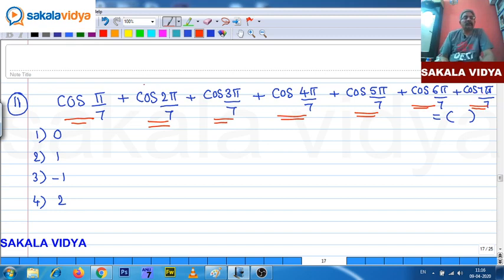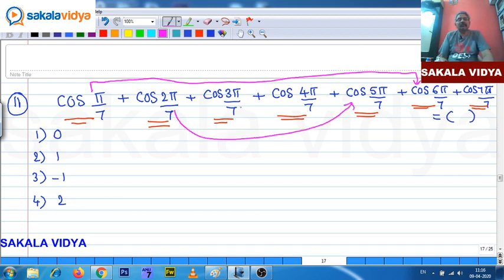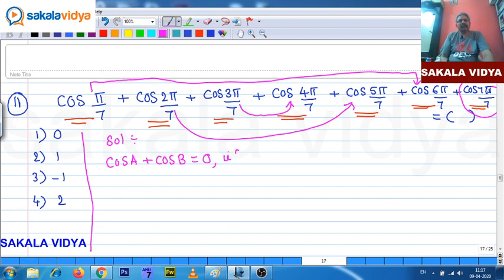Okay, so now let us form the groups. Cos pi by 7 and cos 6 pi by 7 one group, cos 2 pi by 7 and cos 5 pi by 7 one group, cos 3 pi by 7 and cos 4 pi by 7 one group, and the last one is separately isolated, you keep it isolated. So, now we have one shortcut. In the first chapter we have studied cos A plus cos B equals 0 provided A plus B is equal to 180 degrees, pi.